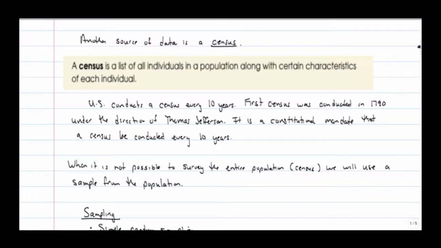Why is the U.S. Census so important that it would be a constitutional mandate? Well, the results of the census are used to determine the number of representatives in the House of Representatives for each state, congressional district, and the distribution of funds for government programs like Medicaid. Constructions of schools and roads, for example, are also part of that.